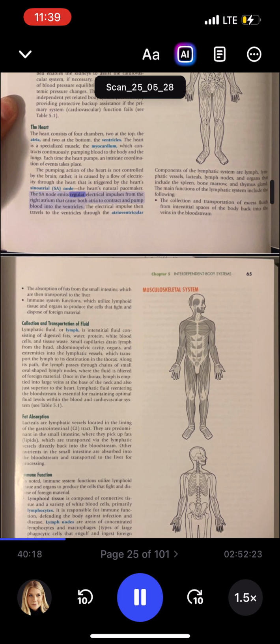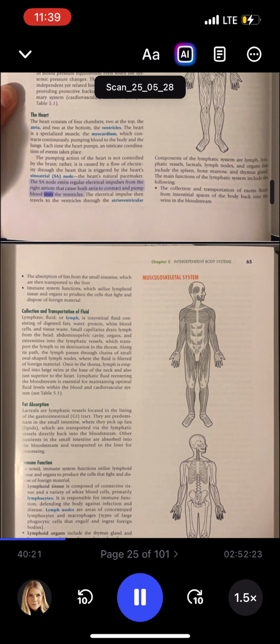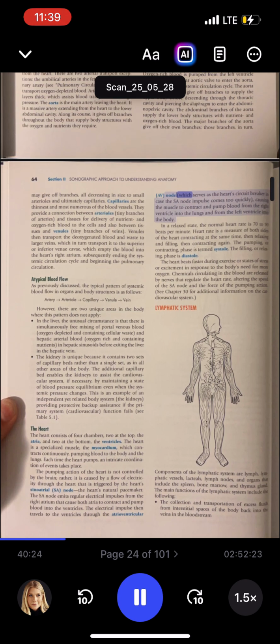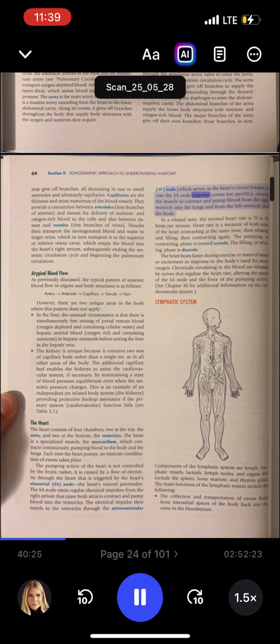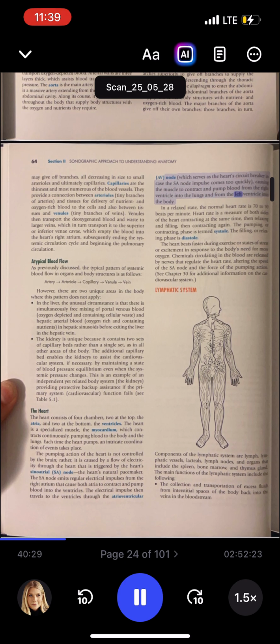The SA node emits regular electrical impulses from the right atrium that cause both atria to contract and pump blood into the ventricles. The electrical impulse then travels to the ventricles through the atrioventricular (AV) node, which serves as the heart's circuit breaker in case the SA node impulse comes too quickly, causing the muscle to contract and pump blood from the right ventricle into the lungs and from the left ventricle into the body.